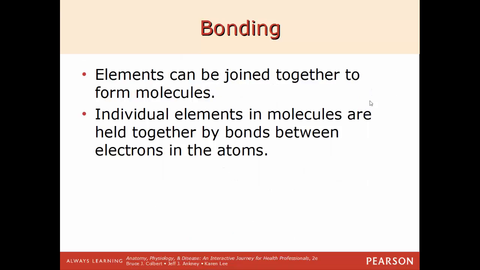Our elements can be joined together to form molecules. And individual elements and molecules are held together by bonds between electrons in the atoms. And that's why some elements will be quick to lose electrons. Some elements are quick to gain electrons. It's all about how elements join together and form bonds, which will form molecules.